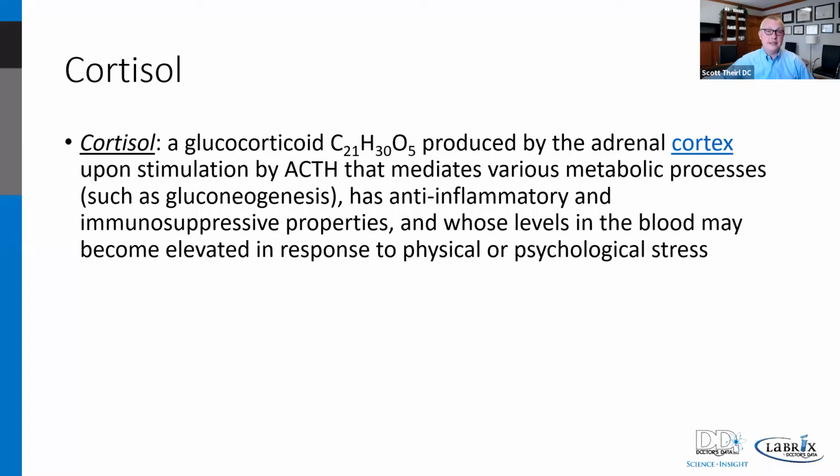Now, cortisol is a little different. Cortisol is a glucocorticoid produced by your adrenal cortex. Remember, your adrenal gland has a cortex on the outside, and it has a medulla on the inside. So cortisol comes from the cortex of the adrenal gland, and it mediates various metabolic processes, such as gluconeogenesis. It will boost blood sugar levels, so that's cool. It has anti-inflammatory and immunosuppressive properties, and levels in the blood may become elevated in response to stress, physical or psychological.